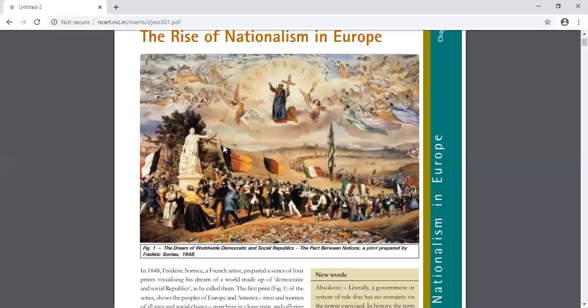So now in this chapter, we'll discuss the diverse processes through which nation states and nationalism came into being in 19th century Europe. So in the first chapter of the book, we will discuss all this process, how nationalism emerged around Europe.